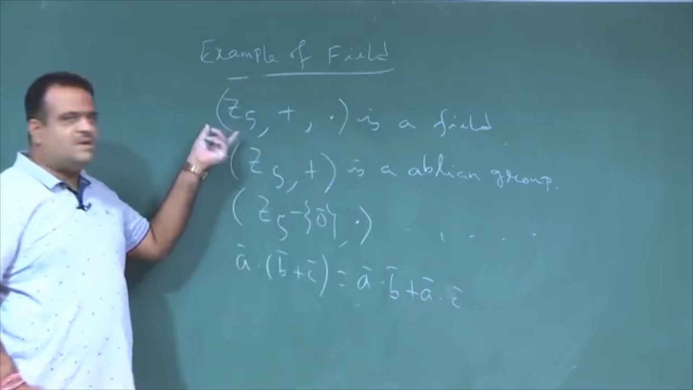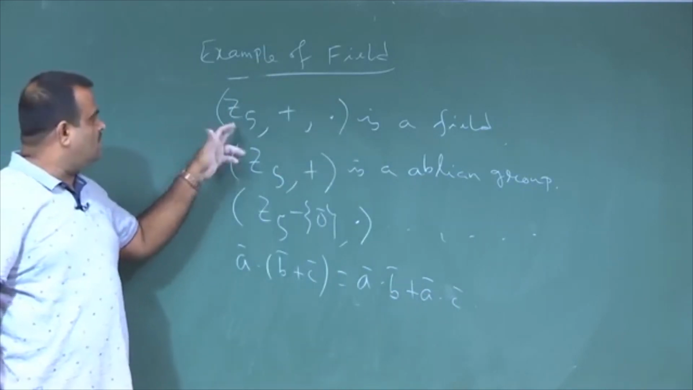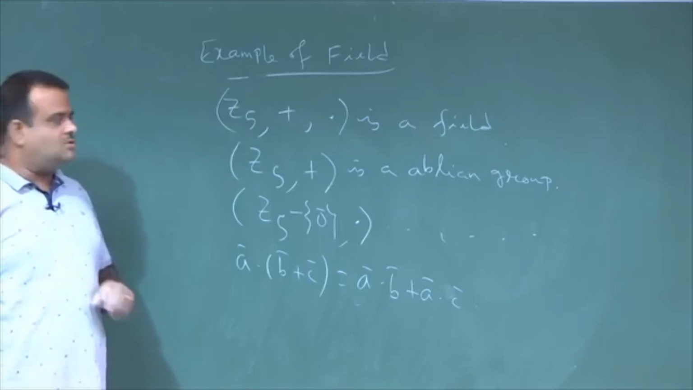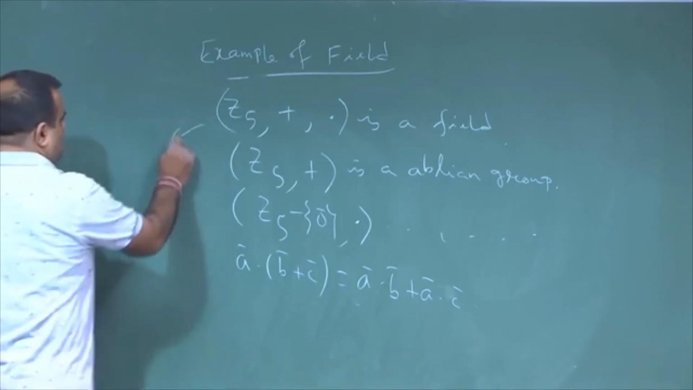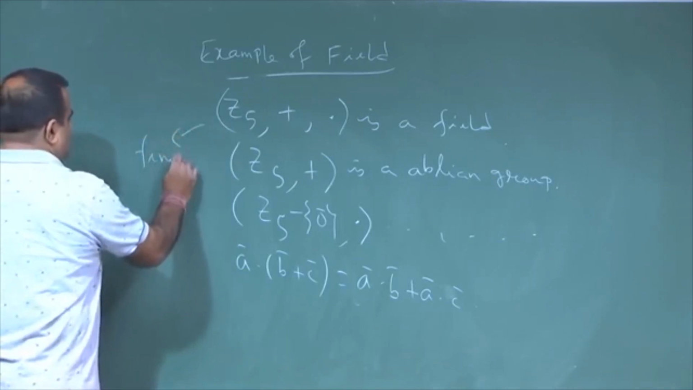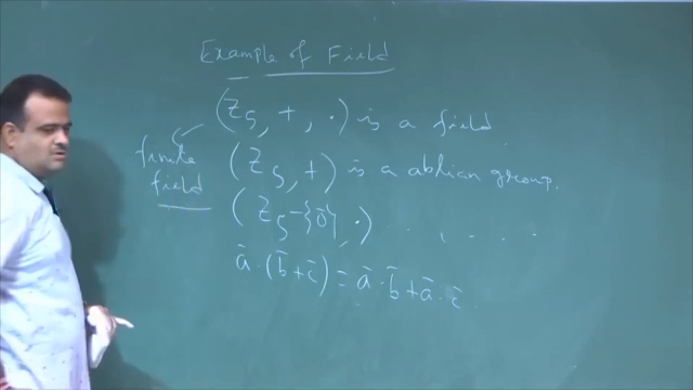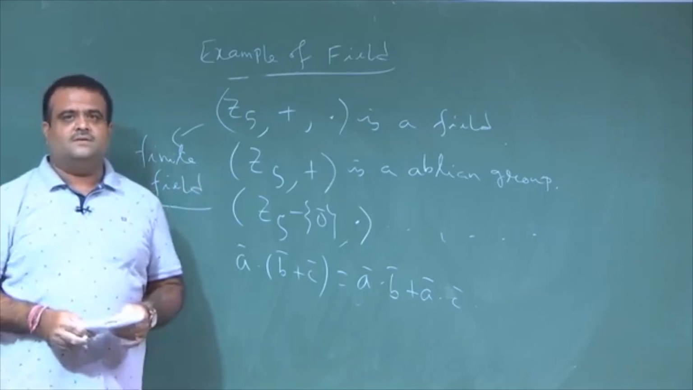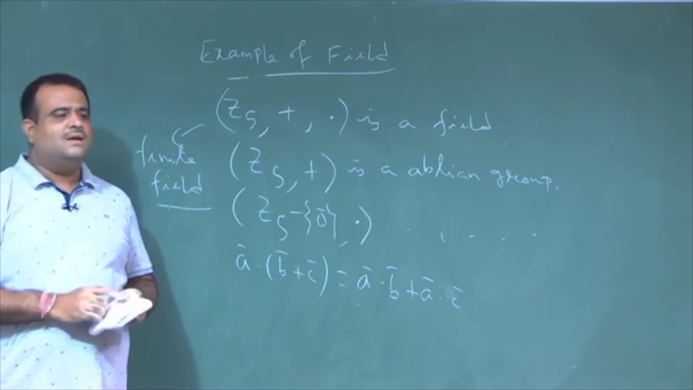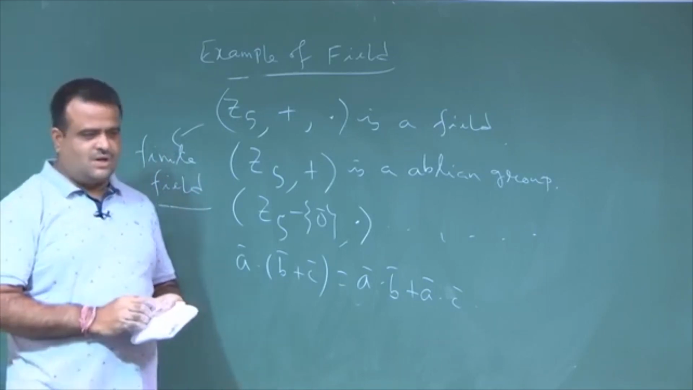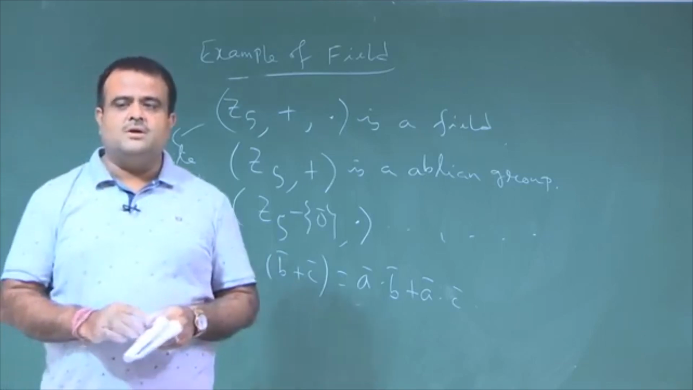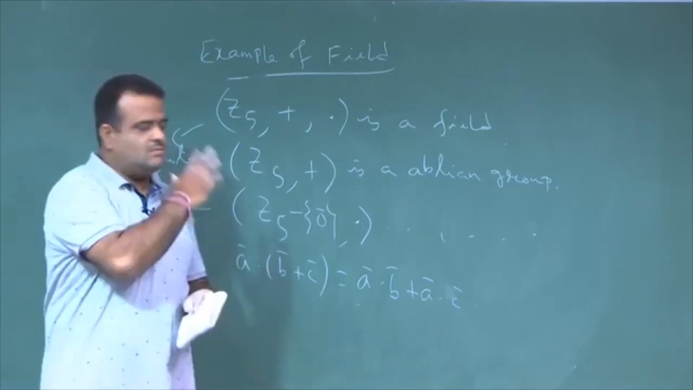Since the number of elements here is finite, there are only 5 elements over here, this is also called a finite field, because the number of elements is finite in this set. Okay. So, a field is an algebraic structure which is having two operators with these properties.